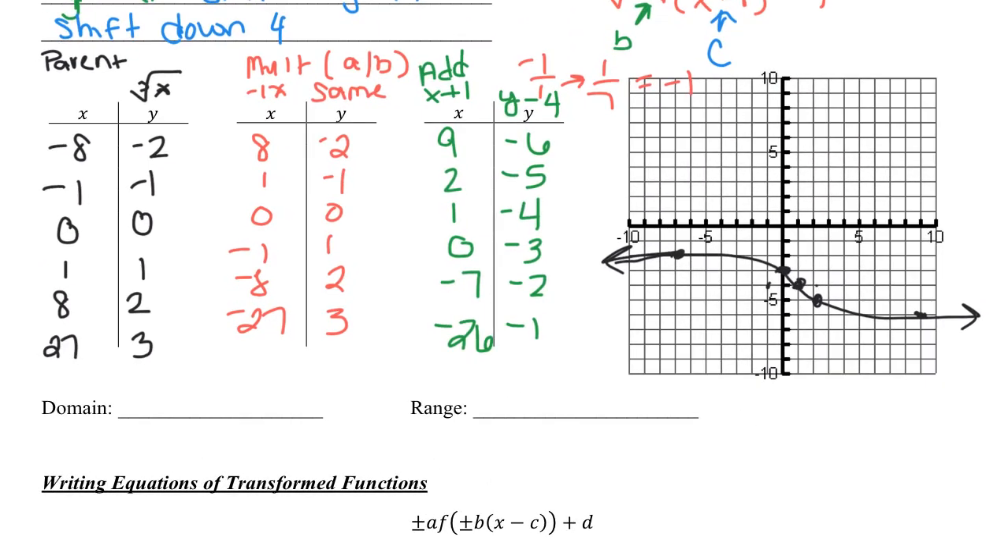So the domain of this new transformed function, furthest left to furthest right. Well, it goes left forever and right forever, so that means your domain is all real numbers. Your range, this also goes up forever, and this moves down forever. So you will have all real numbers on the range as well.